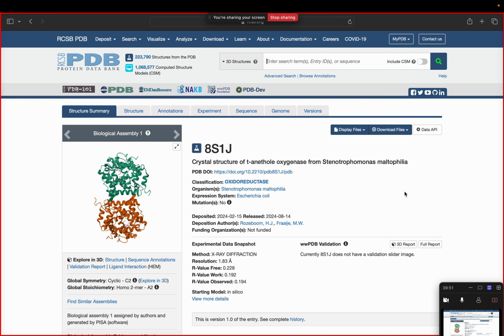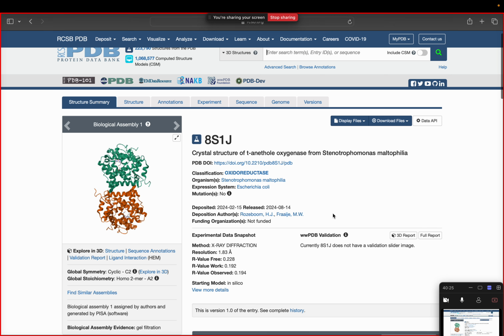Basically, it's a crystal structure of T-N-ethol oxygenase from Stenotrophomonas maltophilia. I'm sorry if I am mispronouncing it, but it's a type of oxidoreductase enzyme, right? From which organism is it? It's from this. The expression system used for getting the structure of this protein was Escherichia coli. Are there any mutations reported? It says no. It was deposited in February 2024, right?